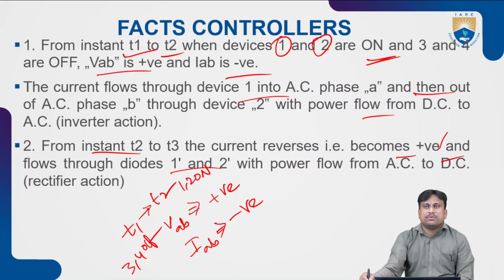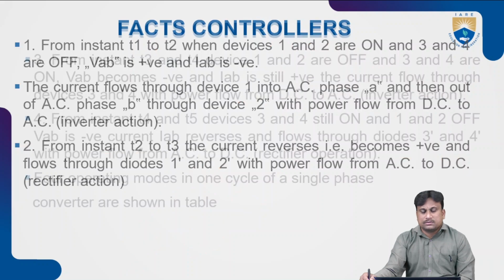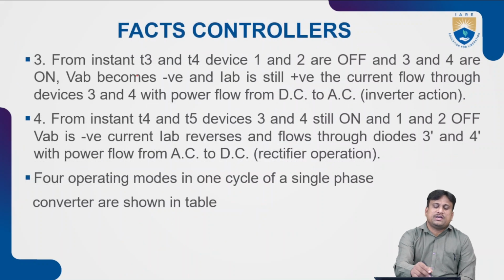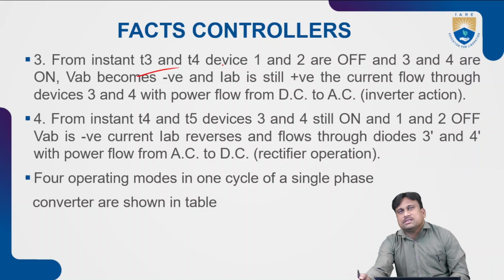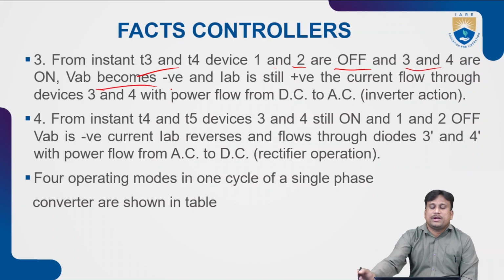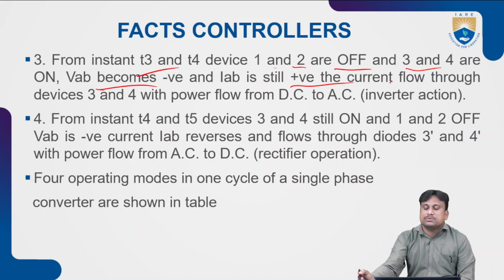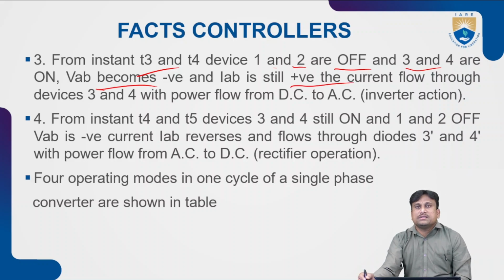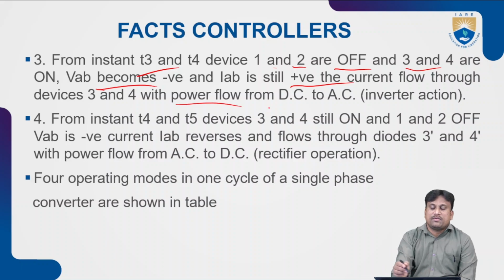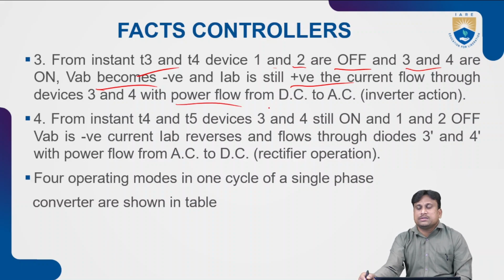As we know, this should be treated as a rectification operation. The rectifier converts AC power into DC power. From the instant T3 to T4, elements 1 and 2 are turned off and 3 and 4 are turned on. Then VAB becomes negative and IAB is still positive, as the current flows through devices 3 and 4 with power flow from DC to AC. This is known as inverter action.